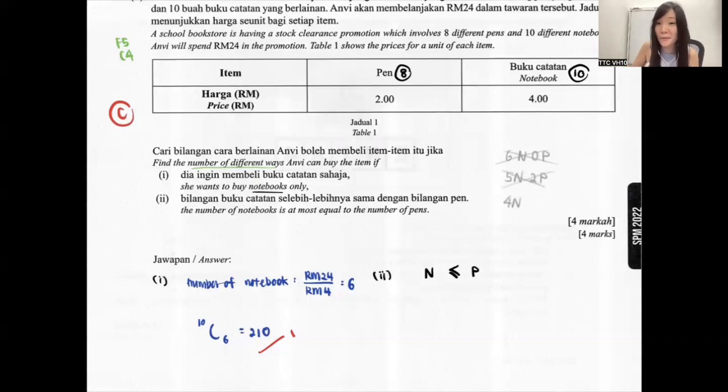Let's talk about 4 notebooks. I'm going to check one by one. 4 times 4, 16 ringgit. 24 ringgit minus 16 ringgit, divided by 2 ringgit. Wonderful, got it, my dear. 4 notebooks, 4 pens. That is the first one. Notebook and pen are equal. They say equal can, so this one is okay.